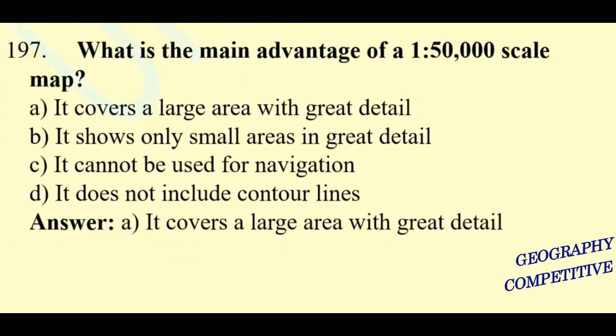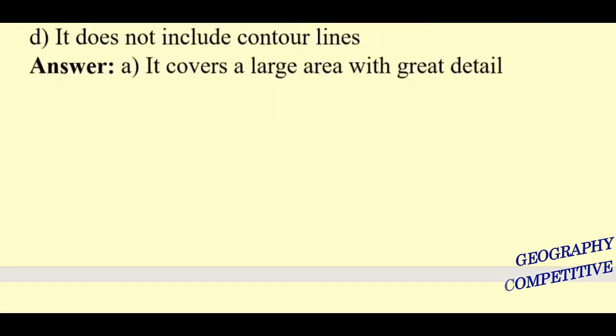Question 197. What is the main advantage of a 1:50,000 scale map? It covers a large area with great detail. It shows only small areas in great detail. It cannot be used for navigation. It does not include contours. Here the right answer will be it covers a large area with great detail.